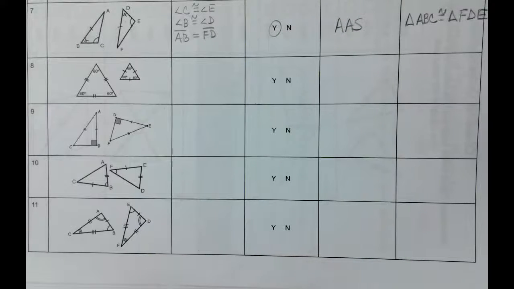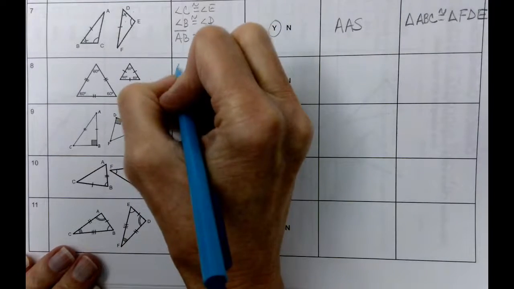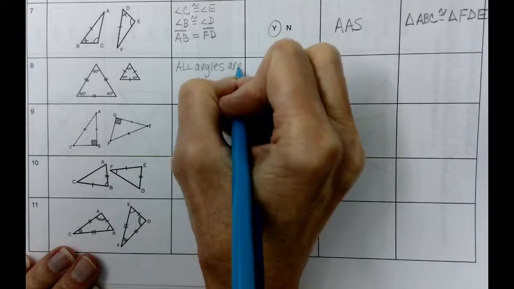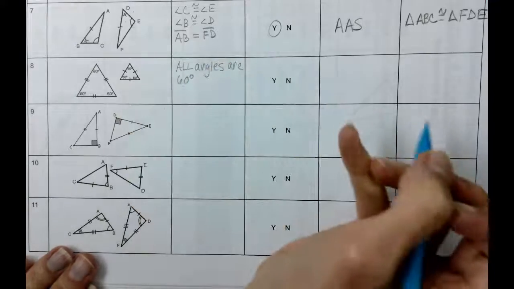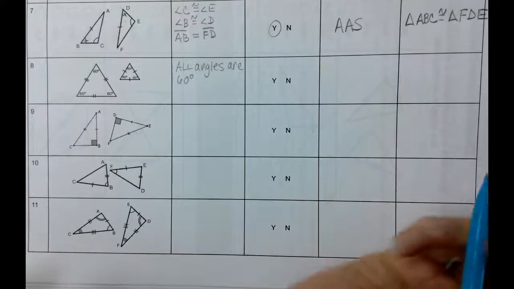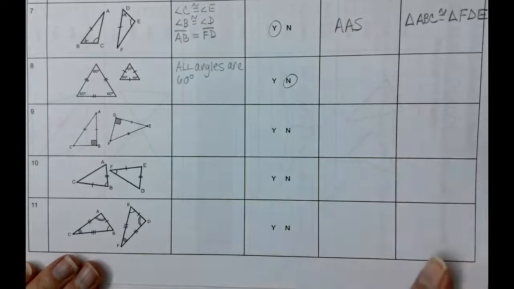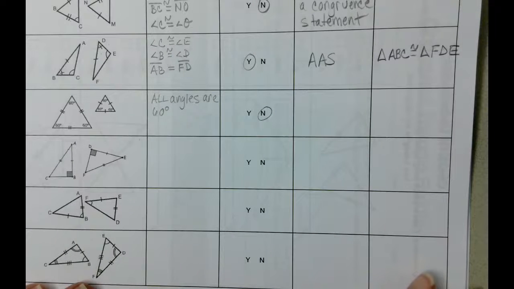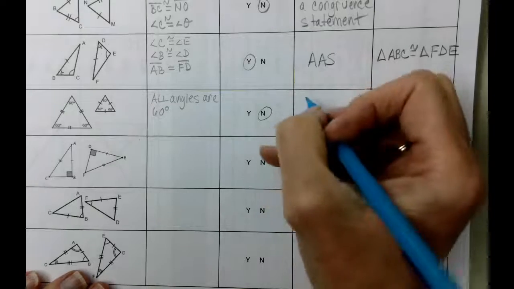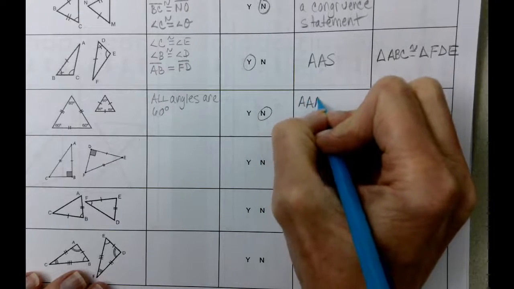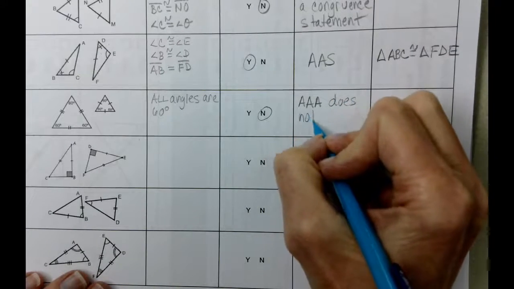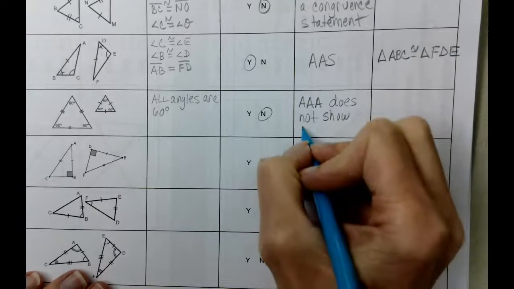If we look at the triangles in number 8, what we know is that all angles are 60 degrees. That's all we know. And when we only know something about angles, we cannot, with that information, show that triangles are congruent. And when we fill that in, again, we can say angle, angle, angle does not show congruence.